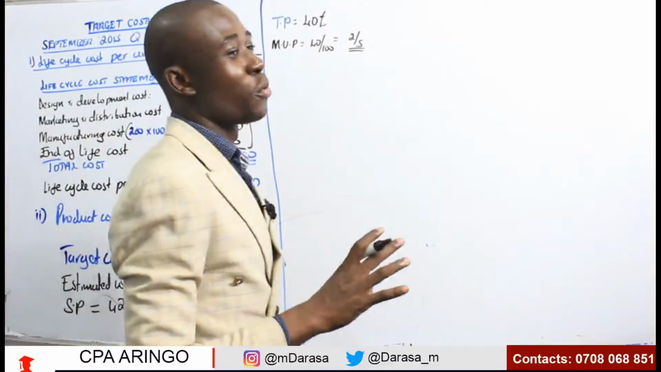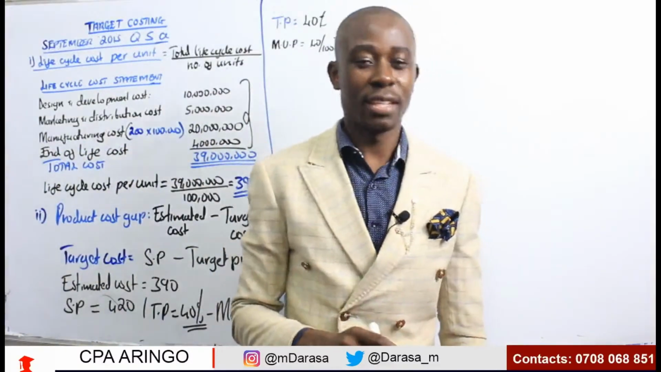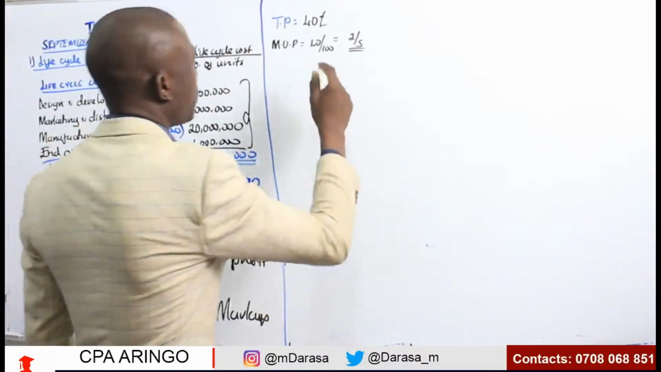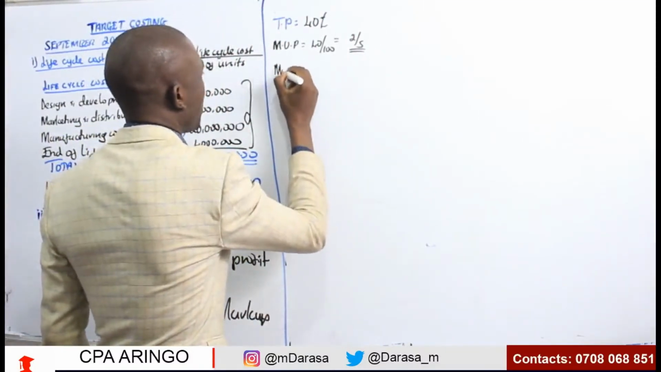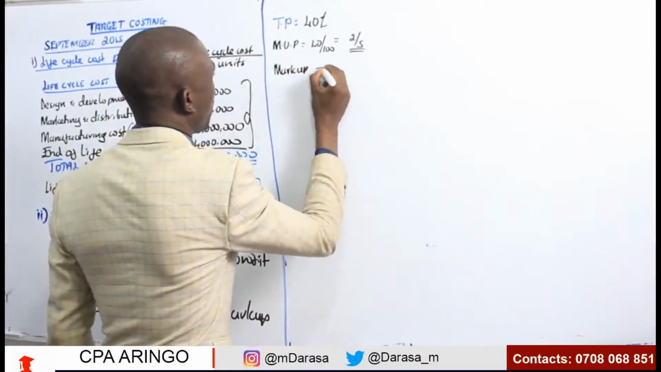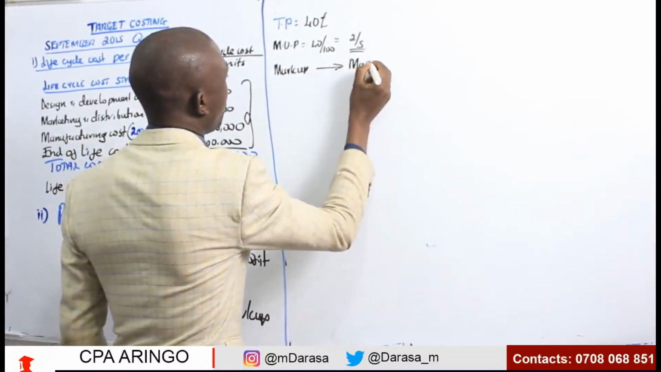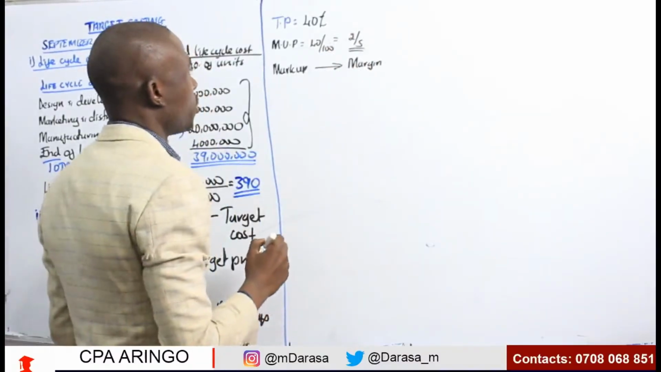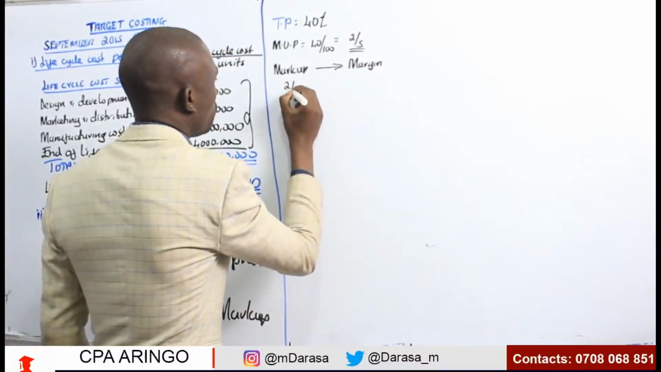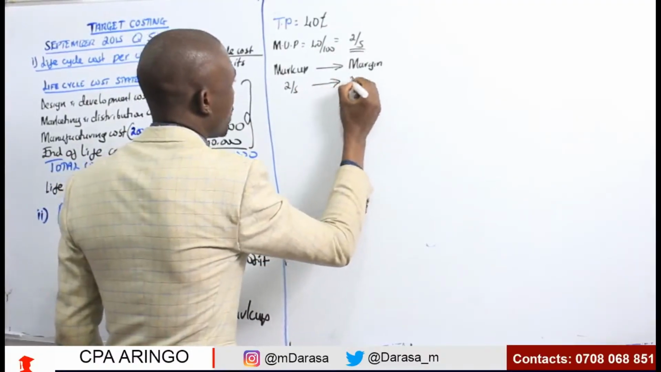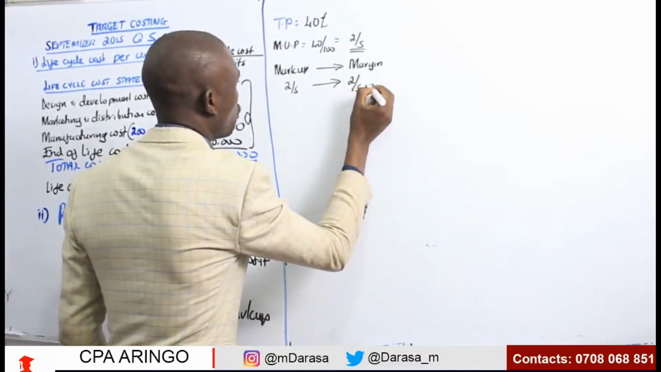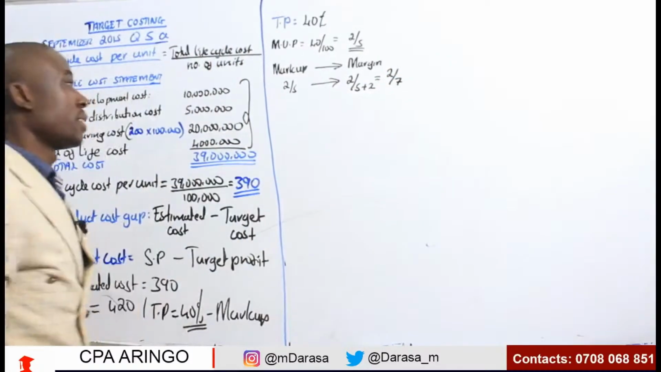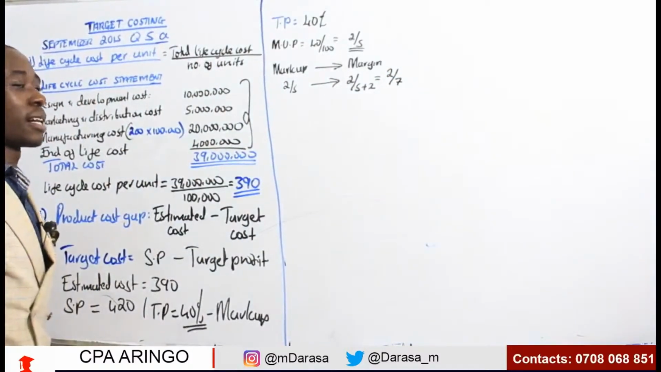And remember, we weren't given our cost of sales. So therefore, what we need to do is to convert markup to margin. And converting markup to margin, I clearly mentioned this one, that we will be adding our numerator to our denominator. So if markup is 2 over 5, it means that my margin will be 2 over 5 plus 2, to give us 2 over 7. That is markup to margin.